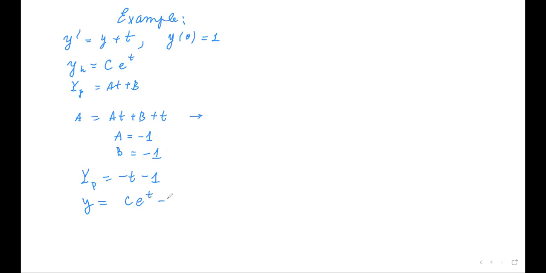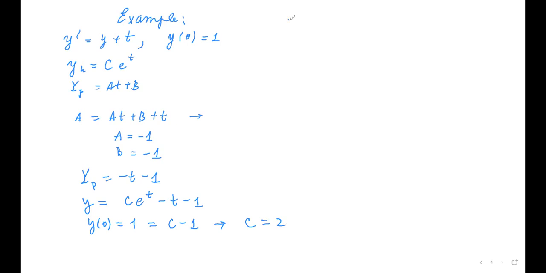C e to the power of t minus t minus 1. Now I'm going to plug in 0 here and find the constant from the initial conditions. So it's going to be C. If I plug in 0 here, it's going to give me 1. 0 here is 0 minus 1. So C equals 1 goes over here, gives me 2.